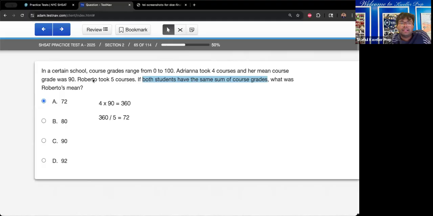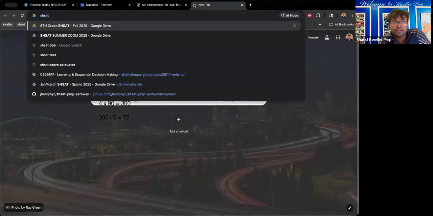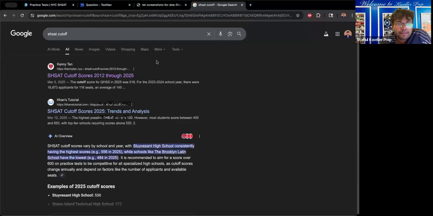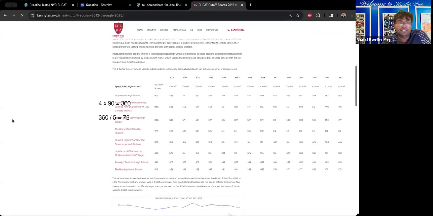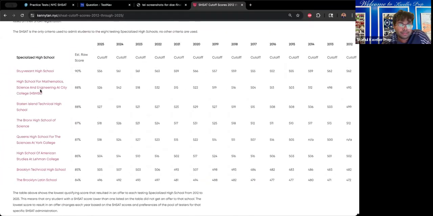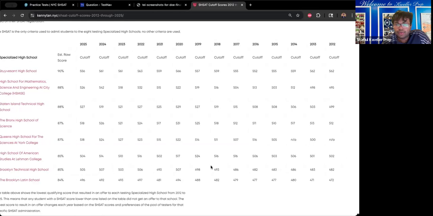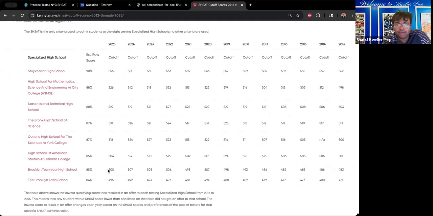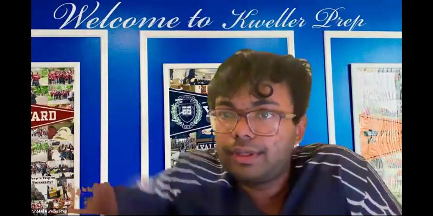Someone said, what do you need in both math and ELA out of 57 to get into Brooklyn Tech? You can look through this just to see the table. But Brooklyn Tech is down here. So basically a score of around 510 and above will get you into Brooklyn Tech. I don't expect cutoffs to fluctuate too much, but that should be around what you should aim for.